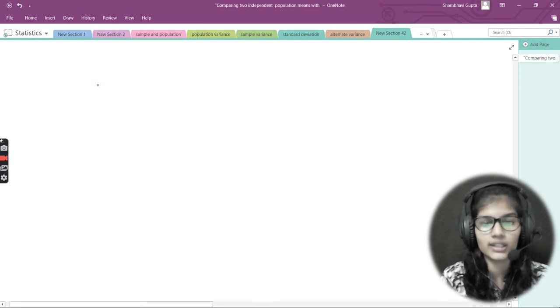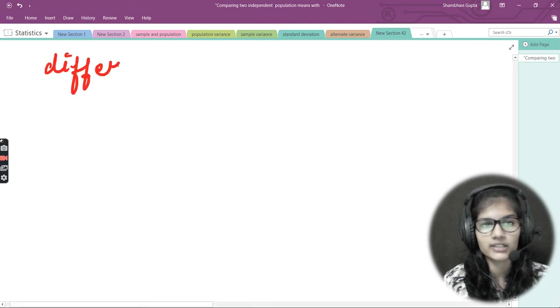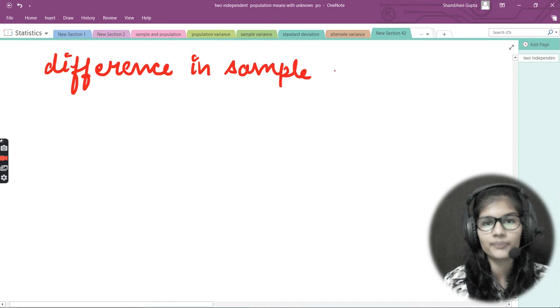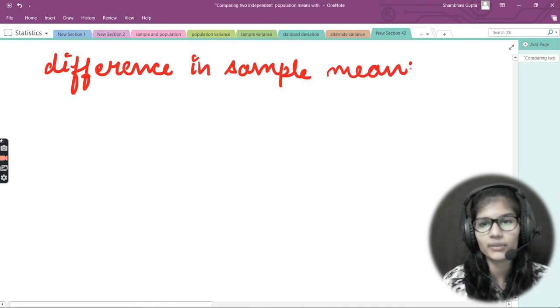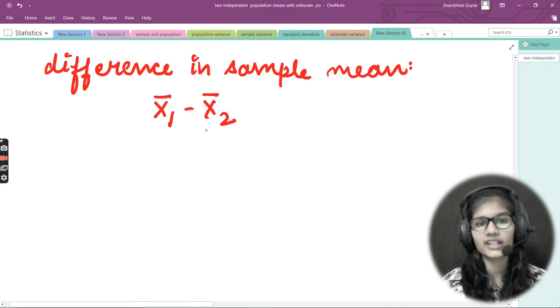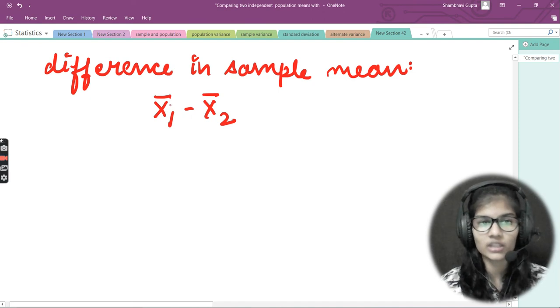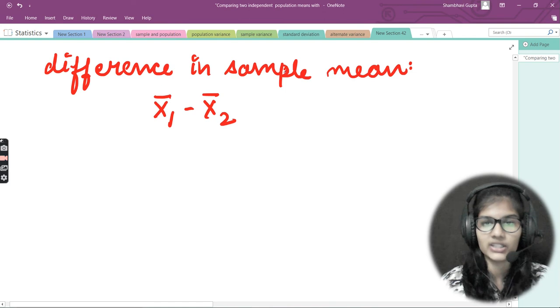What I would do here is take our difference of x1 bar minus x2 bar. Let me write that out here: the difference in sample means. So what will be the difference in the sample means? That is x1 bar minus x2 bar. x1 bar is one of my sample means and x2 bar is the other sample mean, and we'll just be subtracting them both. So in that case I'll be getting the difference of both of the sample means.